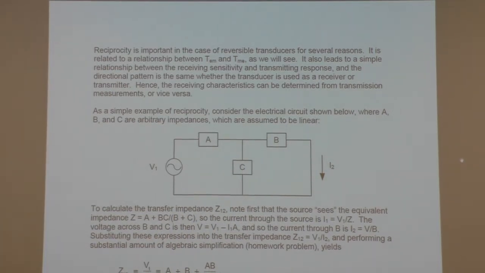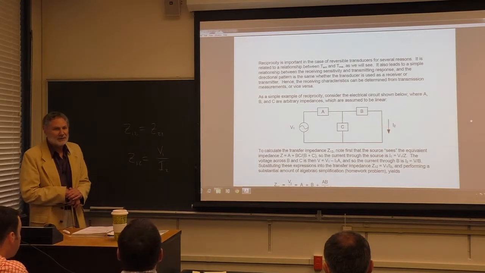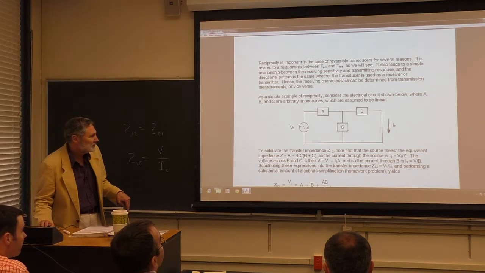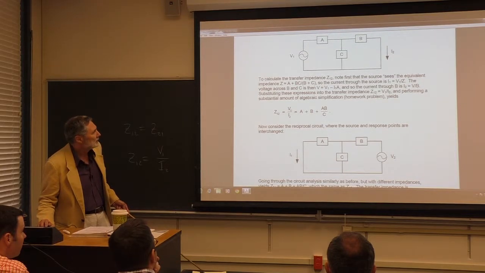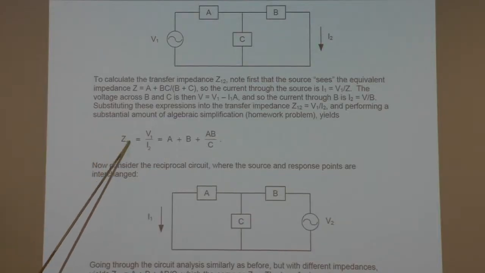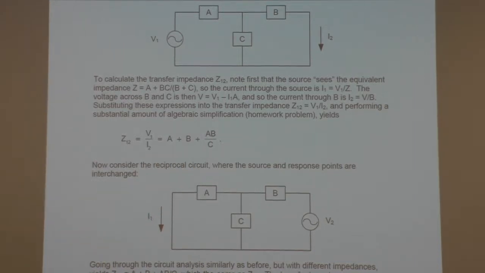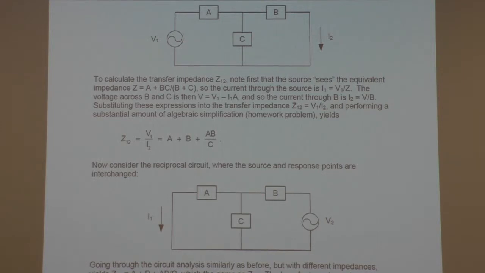We can find this. Now, if that sounds like work to you, it is. And we're going to do that in the problem set. Okay? And here's the result that you get when you do that. The result is that the transfer impedance is this in terms of the impedances. All right? So we'll derive that. It takes a fair amount of algebra.